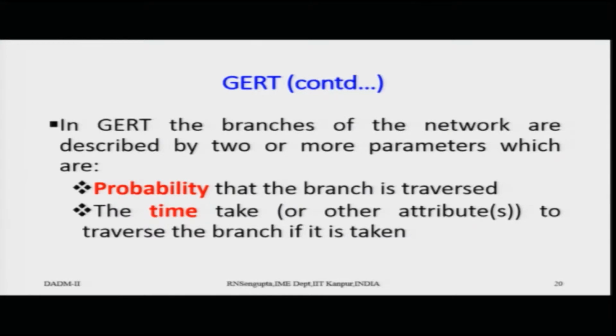In GERT, the branches of the network are described by 2 or more parameters, one of which is the probability that the branch will be traversed. So, obviously, as I said, the product being successful 40%, the product not being that successful 30%, and the product being a failure can be 20%.